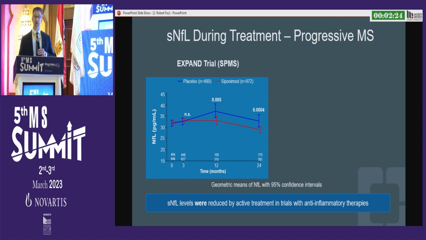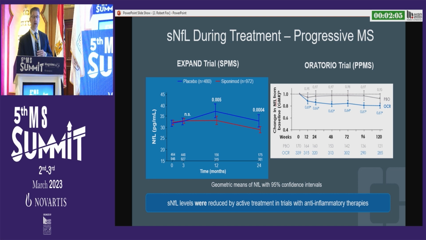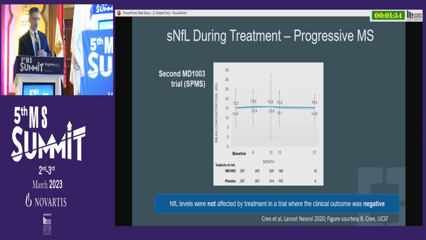When we turn to progressive MS, our positive progressive MS trials also show a benefit. So this is the EXPAND trial of siponimod. You have heard about this yesterday, of course. And we see a nice, not terribly large, but a definite reduction in neurofilament with the active treatment compared to the placebo. And also ocrelizumab in the primary progressive trial, another positive trial, we see a reduction of neurofilament with active treatment compared to placebo. All right, so it works.